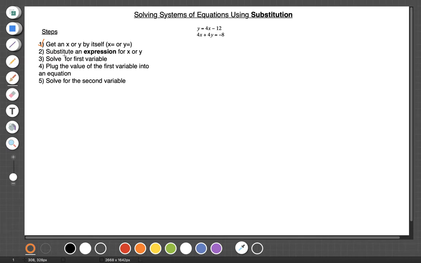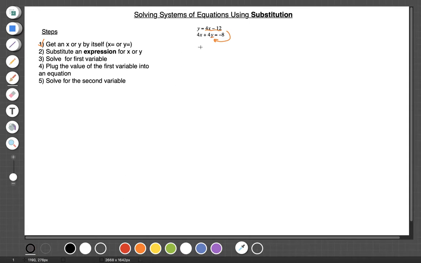Now we're going to actually substitute an expression for x or y. What did I mean by that? Well, what I mean is y equals this, right? Well, we also, if we look at the second equation, we have a y. So these two things, we can substitute that in for this y. Okay, we can substitute this in for this y. What does that look like when we actually write it out?